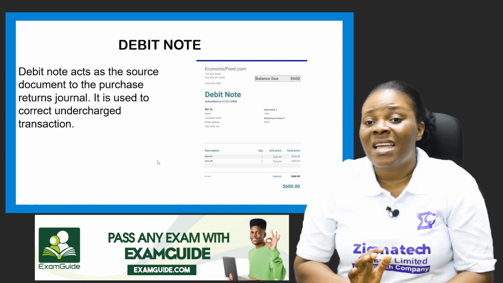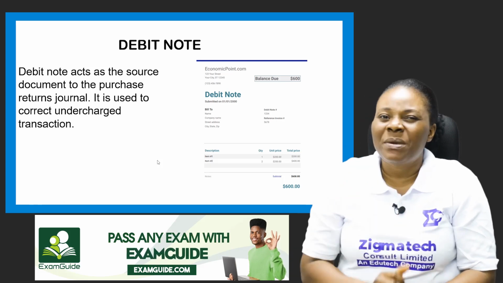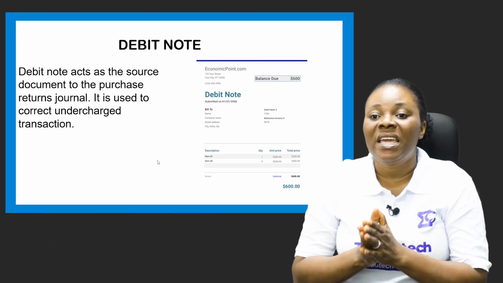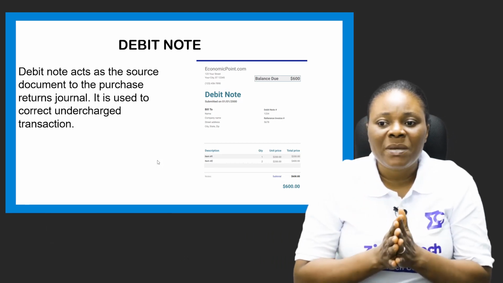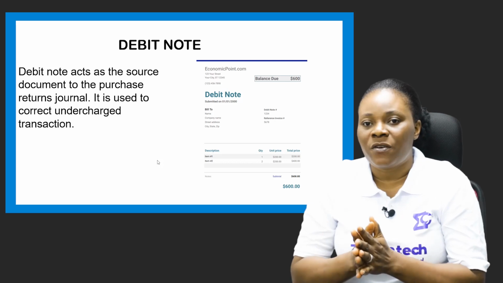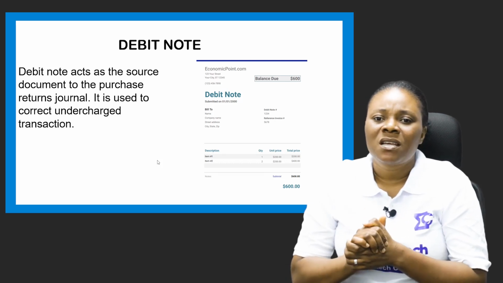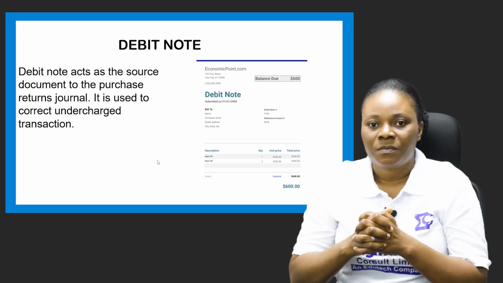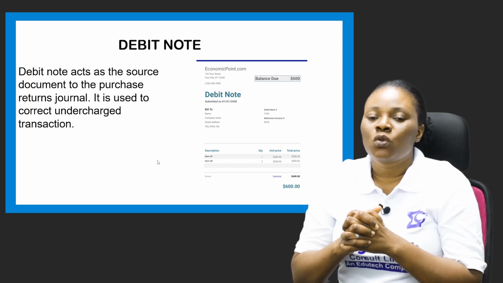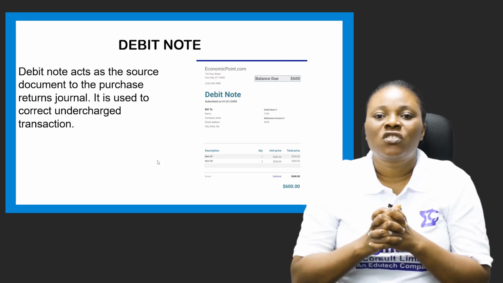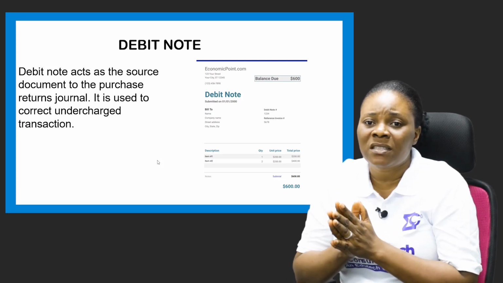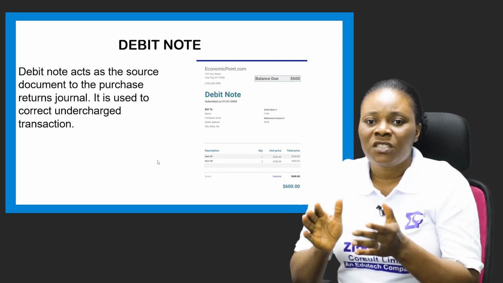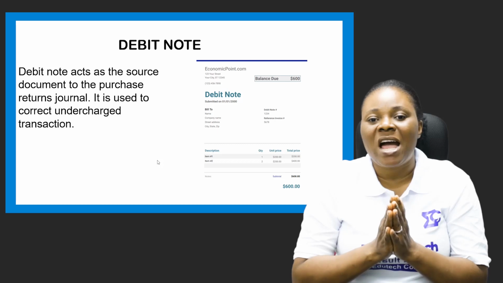Another type of sales document is the debit note. The debit note works together with the invoice. I will explain this. The debit note is a document that is used to correct undercharged transactions. It is used to correct what? Undercharged transactions. It is a source document. It acts as a source document to the purchase returns journal.